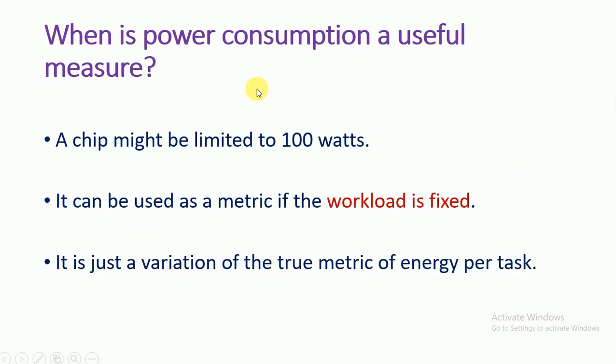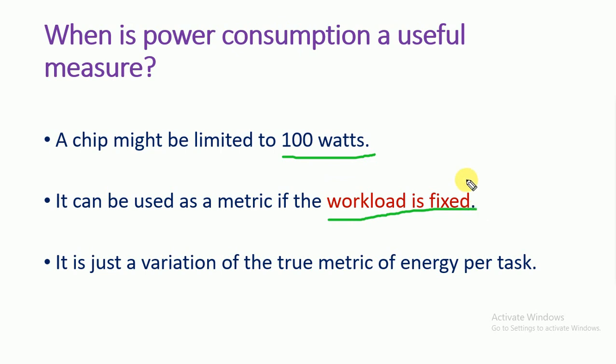So the next point, the last point, is: when is power consumption a useful measure? When we evaluate various computer systems, processors, performance comparisons and so on, in what situation can power consumption be considered a better measure for evaluation? For this explanation, a chip might be limited to 100 watts. The total power requirement for a particular chip might be limited to 100 watts. So it can be used as a metric if the workload is fixed.